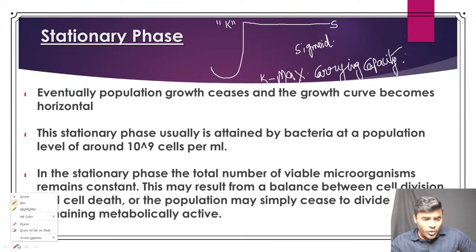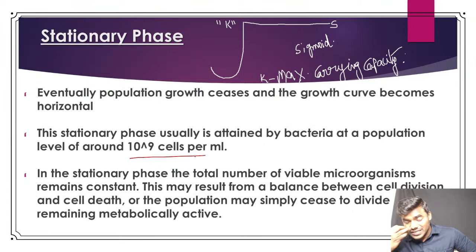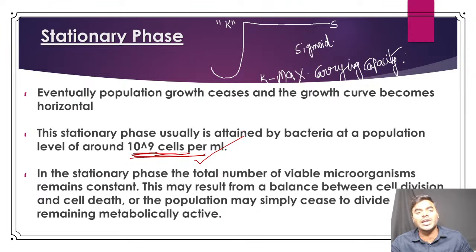Now you have to remember a valid point, and this is a very interesting point. Sir, based on what parameter can you conclude that a bacteria is entering the stationary phase? What is the proof that it is entering the stationary phase at this particular time? Yes, there is evidence: when the bacteria reaches a population size of around 10 power 9 cells per ml, this indicates that the bacteria is going to enter the stationary phase.